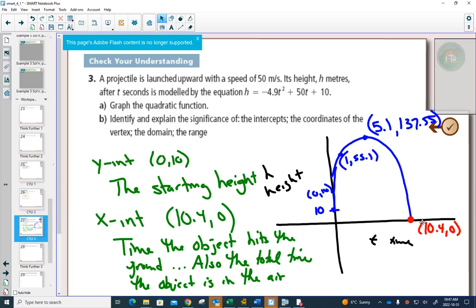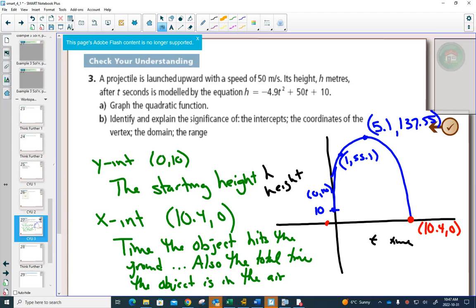You could shoot a rocket up in the air, and then hopefully it lands close to where you shot it up and you didn't aim it the wrong way, but you could time it and you could actually figure out how fast you threw it up as a result. Okay, so that's our x-intercept. So we've explained what the y-intercept and the x-intercept mean.